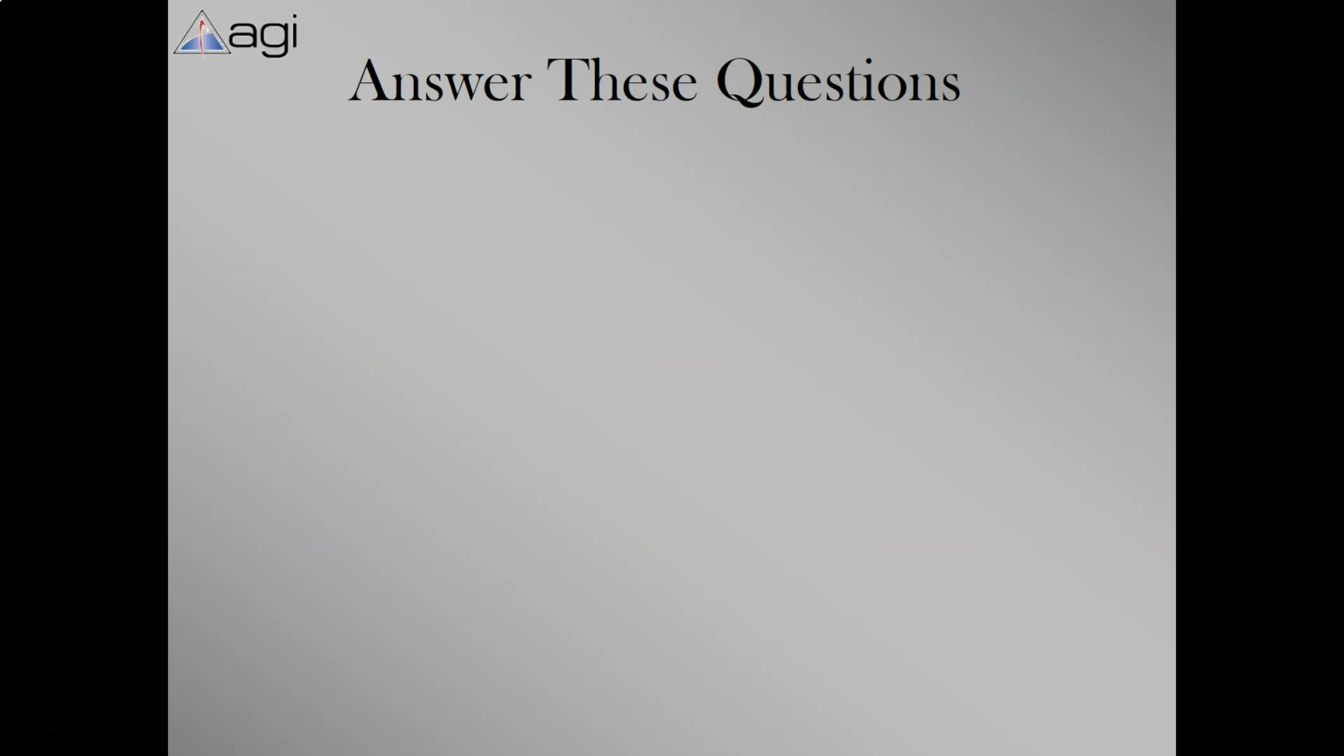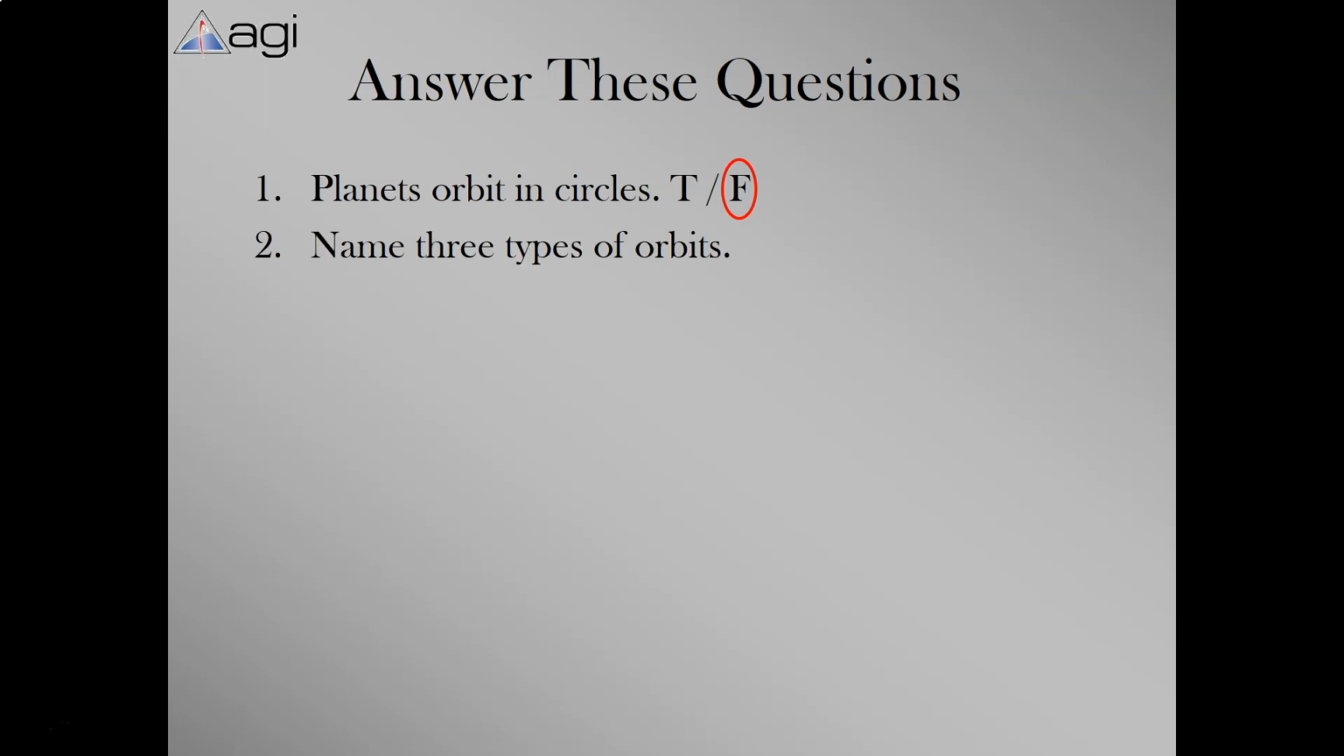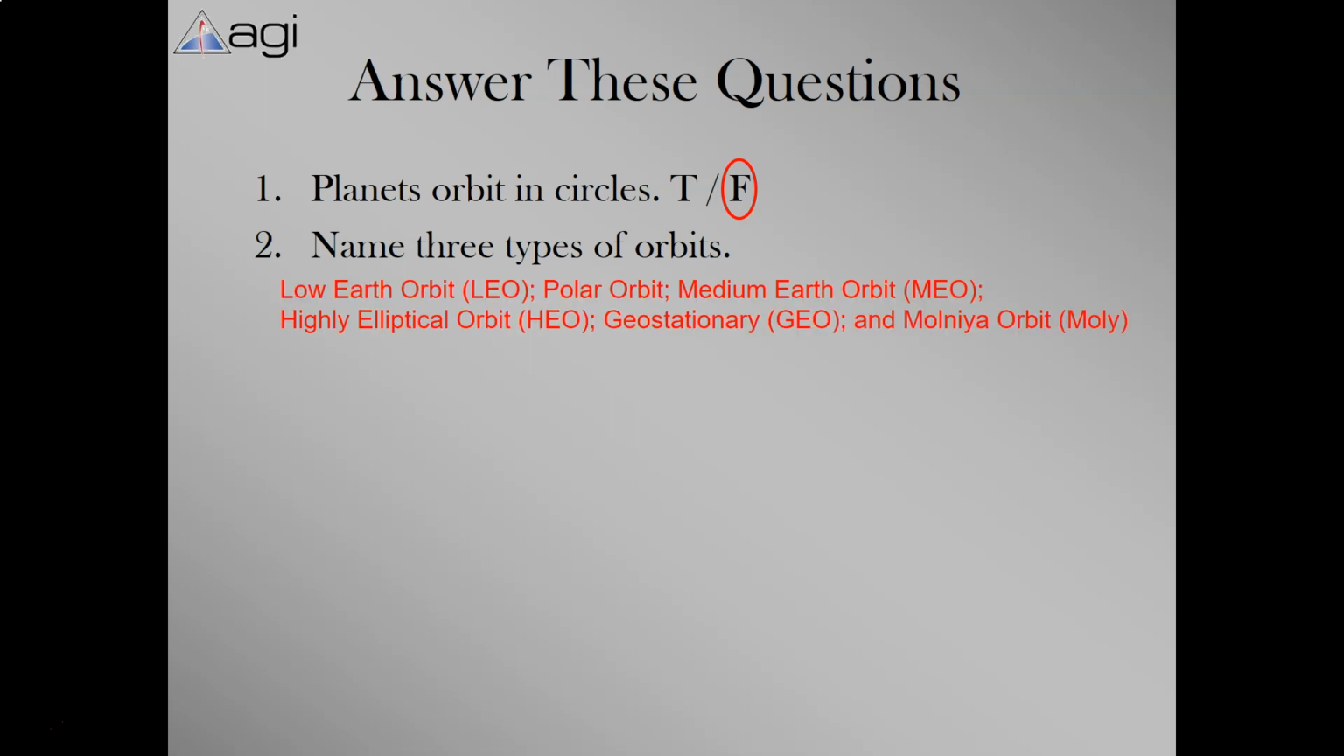However, I do have a series of 6 questions that I want to answer with you. Number 1. Planets orbit in circles, true or false? Take a moment. Hopefully you said false. They travel in ellipses. Number 2. Name 3 types of orbits. All right. Hopefully you've named one of these: LEOs, polar, MEOs, HEOs, GEOs, or a Molniya orbit. Did you get 3 of them?